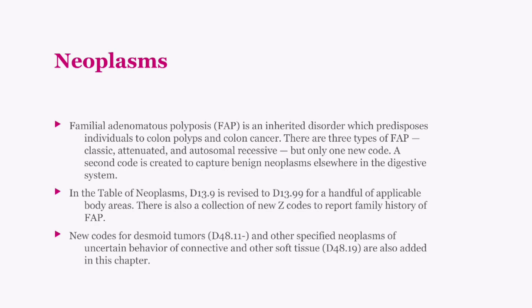There is also a collection of new Z codes to report family history of FAP. New codes for dermoid tumors, D48.11, and other specified neoplasms of uncertain behavior of connective and other soft tissue, D48.19, are also added in this chapter.